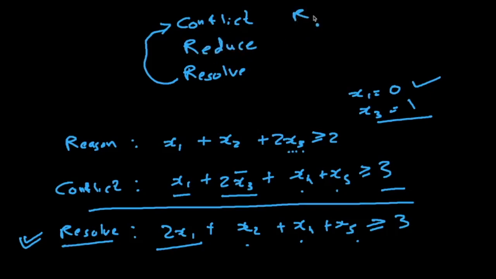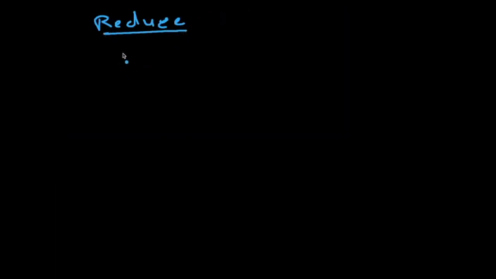So there is a reason. For every conflict we have a reason, and we are going to reduce this reason, and then we are going to do this resolution using the conflict and the reduced reason. Okay, so let's take a look at what this reduction step is. There are 2 things we'll be looking at in this video. One of them is called weakening.